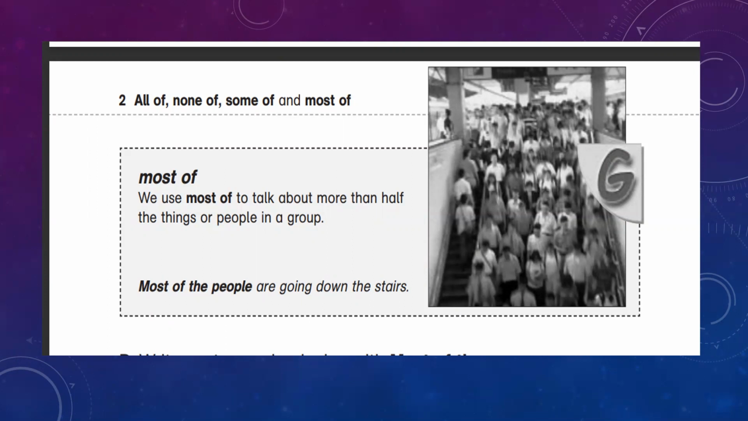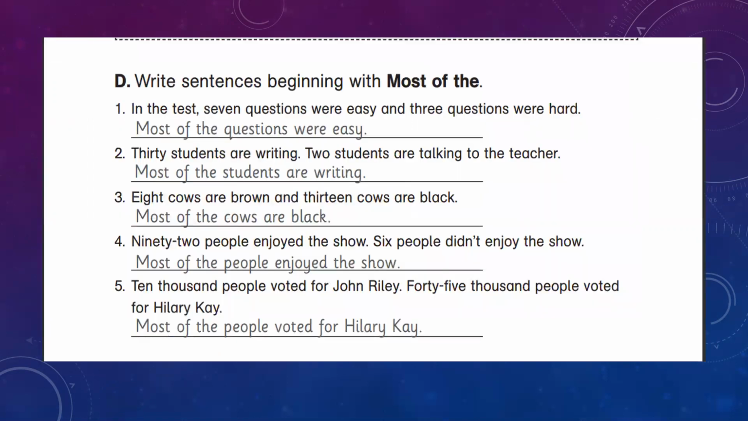In the picture, many people are coming down the stairs. So you can use the phrase, most of the people are going down the stairs. Now you understand that if more than half of the people are coming down, it means that most of them are coming down. Now look at the exercise.